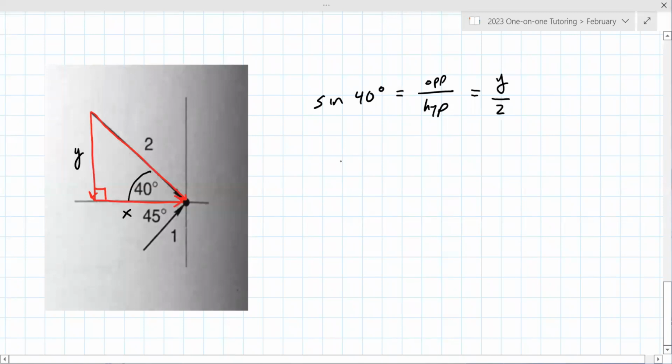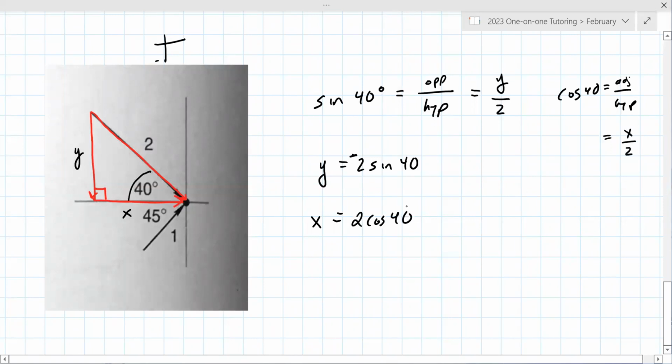So the y value ends up being y equals 2 sine 40, but we have to assign it a direction. It's negative because it's going down. We choose by convention that negative is down. Is that okay? Yes. The x you're getting from cosine. So cosine of 40 is adjacent over hypotenuse. In this case, it's x over 2. So to solve for x, it's 2 cosine 40. Now, because the arrow points to the right, we keep it positive. Is that okay?